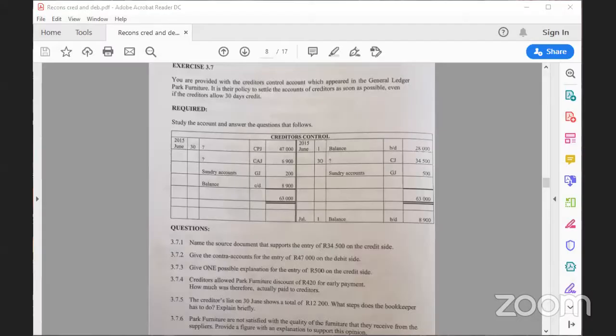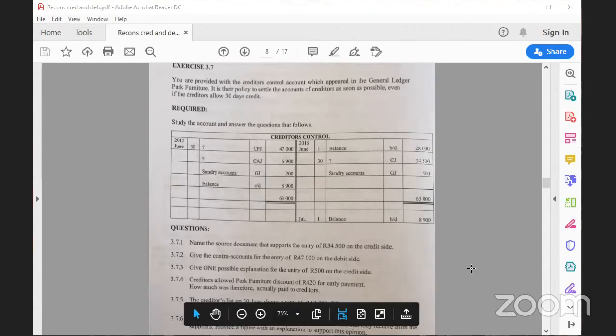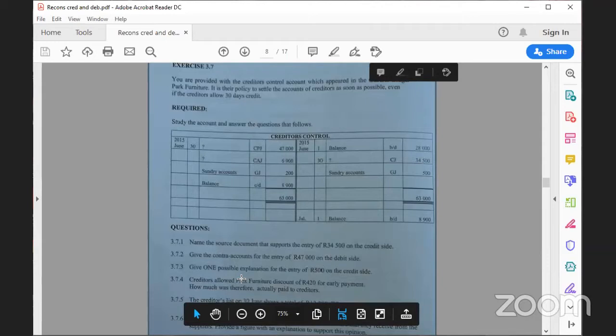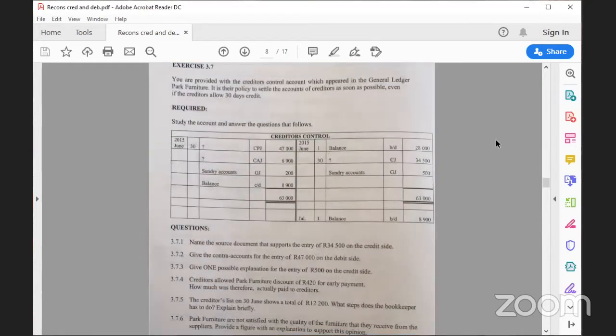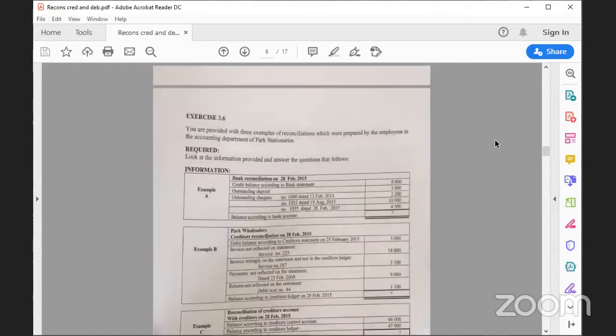Okay, guys, let's get started. So today we will have a look at exercise 3.7. It says, you are provided with the creditors control account, which appears in the general ledger of Park Furniture. So let's just stop for a moment and revise what I told you. It's very important from a debtors and creditors point of view that we know exactly from which side we are looking. Are we looking at the debtor from the debtor side, or from the creditor side? These things are really important so that you don't get confused and that you know exactly what is expected of you.